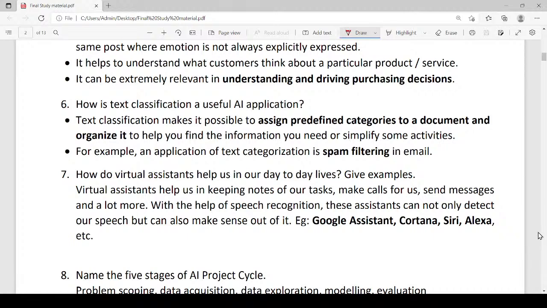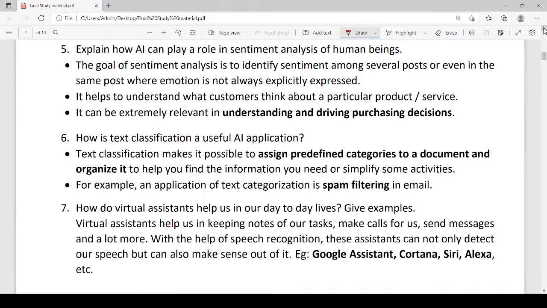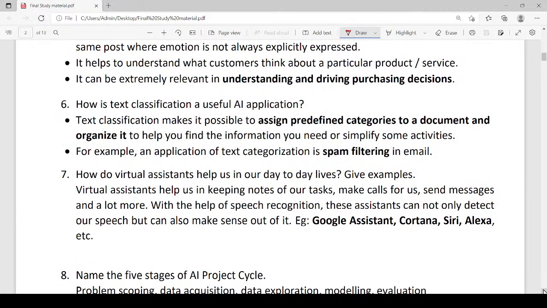Now, the next question: name the 5 stages of the AI project cycle. What are the 5 stages of the AI project cycle? We have learnt about the AI project cycle in detail in the previous term. What are the 5 stages? Problem scoping, very good. The first stage is answered by Siddesh, problem scoping. What's the second stage? Yes, evaluation is the last stage. Let's have it in sequence.